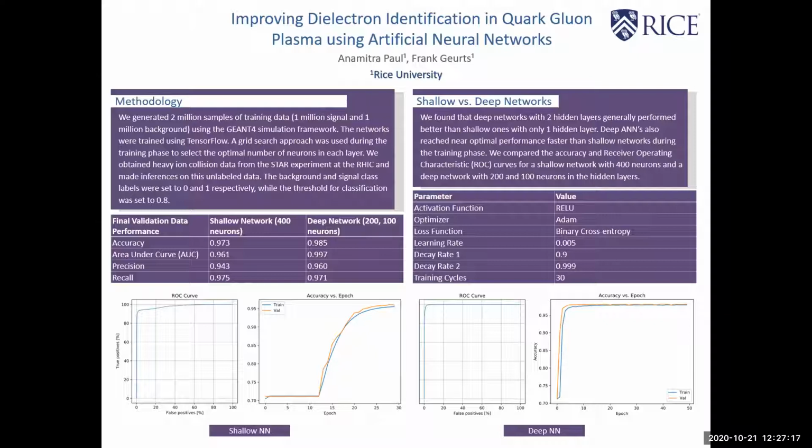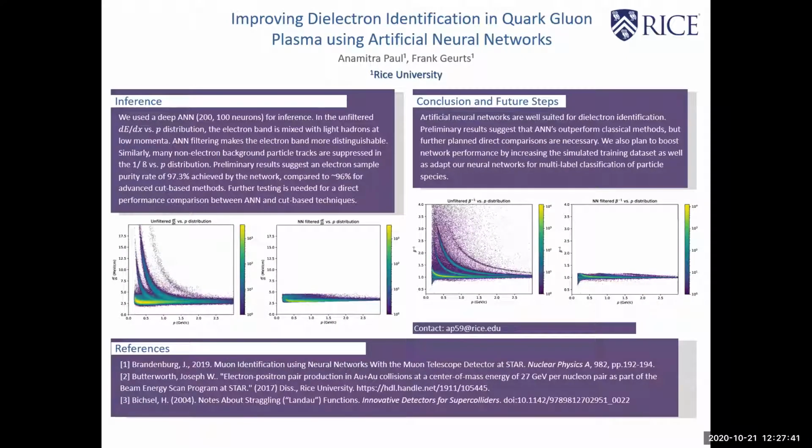We found that deep neural networks generally perform better than shallow networks for electron identification. In particular, we compared the performance of a shallow network with 400 neurons in its hidden layer to a deep network with 200 and 100 neuron hidden layers. As can be seen, the accuracy and area under curve metrics are higher for the deep network.